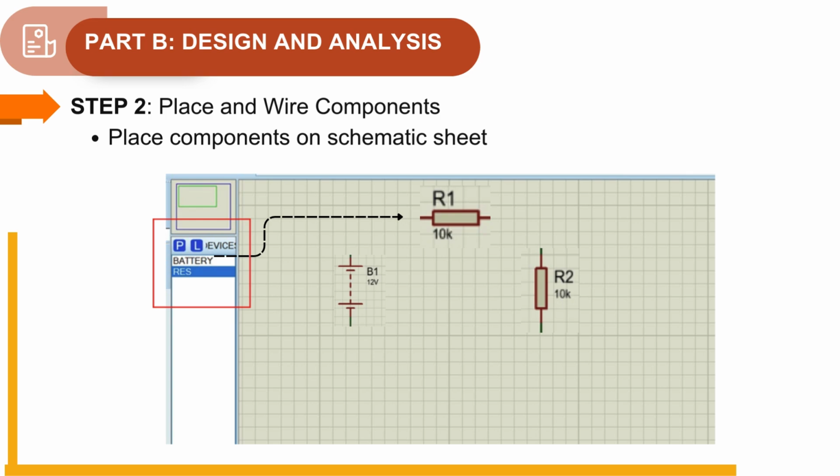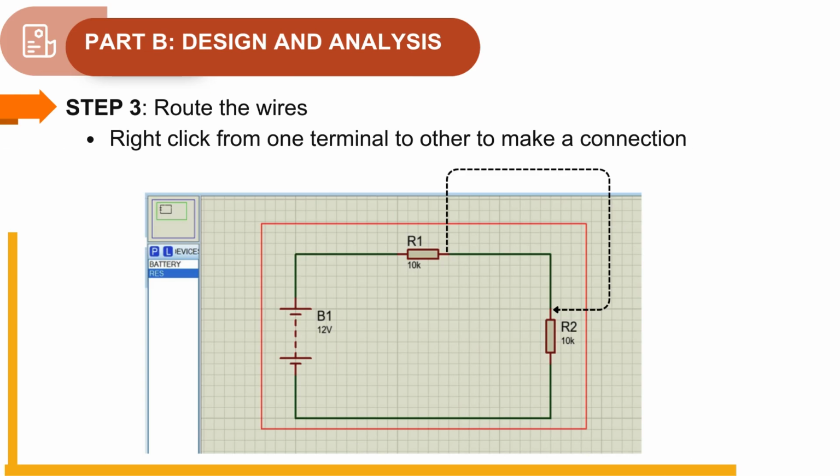In step 2, you need to place and wire the components. In order to place the component, click each component on the left panel as shown in the red rectangular box and drag the component into the working space. In step number 3, you have to create the wires or route the wires. In order to route the wires, click from one terminal to the others as shown on the screen.